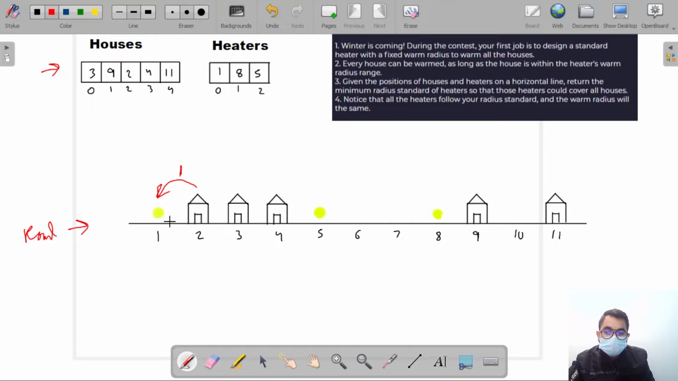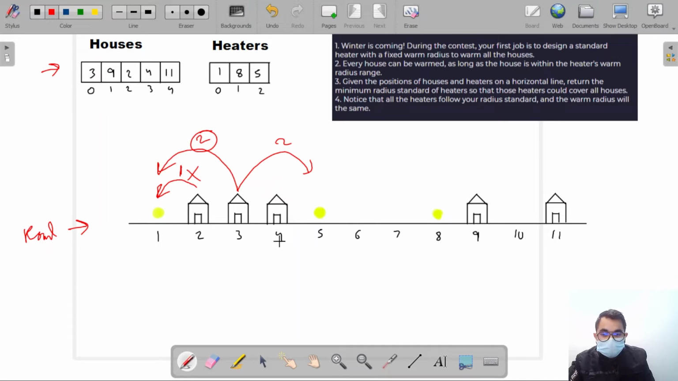This heater can warm the house if its range is 1. Alright, now we will see the distance of heater from this house. From left side it is 2, right side it is 2. Now it doesn't matter which heater I am choosing. If their range is 2, it will cover this house number 3. Okay, so 1 should not be my minimum radius, 2 should be my minimum radius.